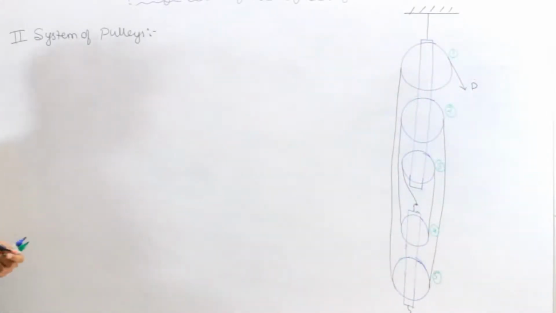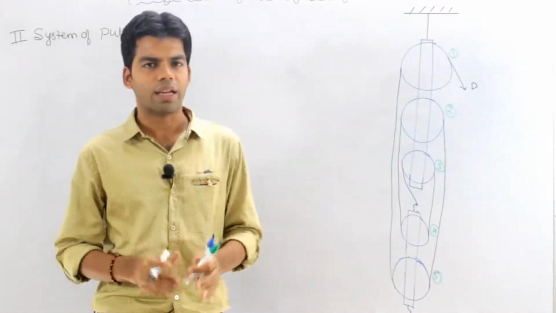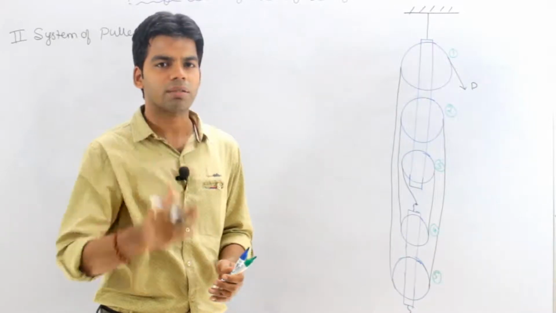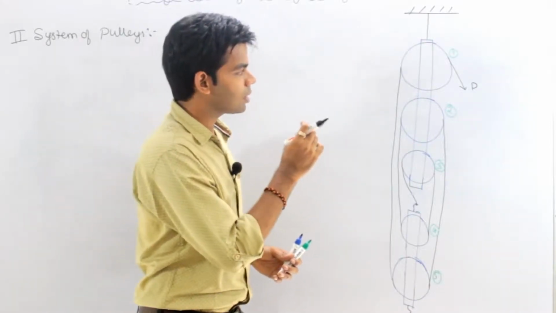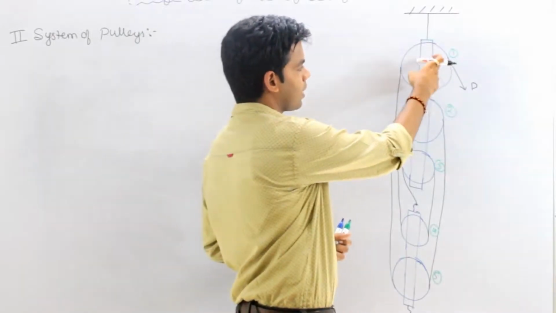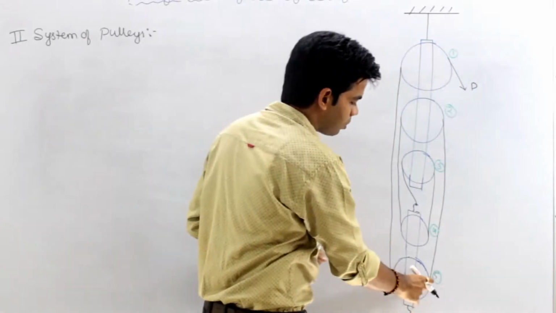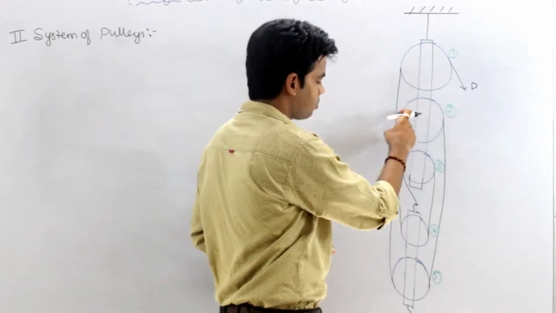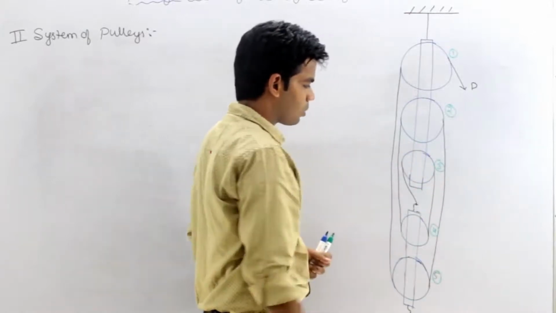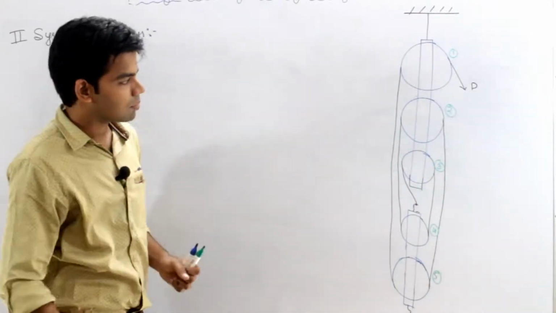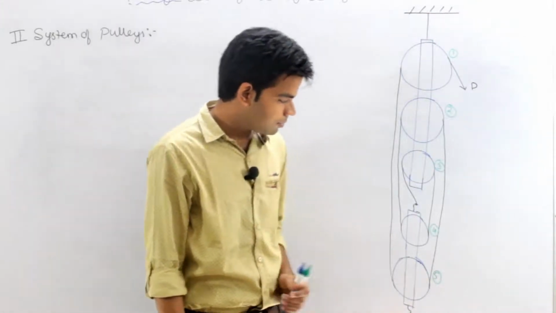Next is the second system of pulleys. This is the arrangement for the second system of pulleys. We are considering 5 pulleys. Let's suppose the number of pulleys may be n. You can see one thing here: a single rope is wrapping initially pulley 1, then the last pulley, pulley 5 in this case, then the second pulley, then the fourth pulley, and then the third pulley, and then it is fixed at this point. Getting this arrangement? And a weight is hanged at the end.